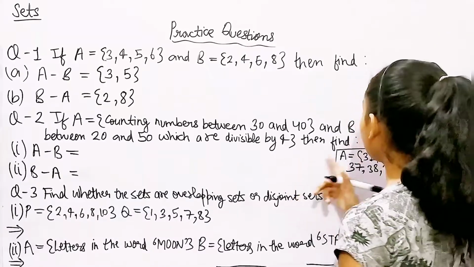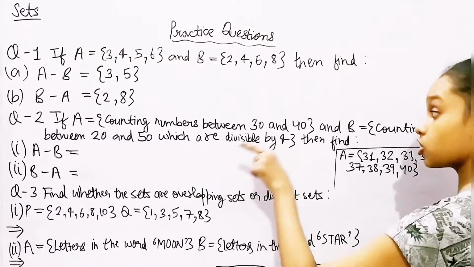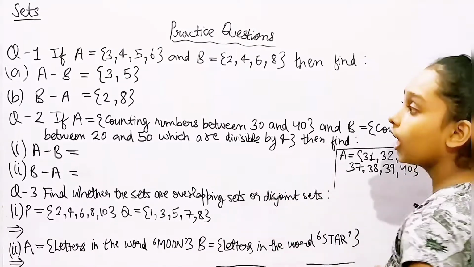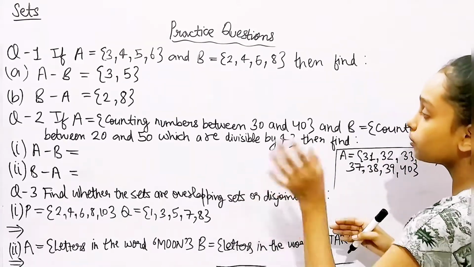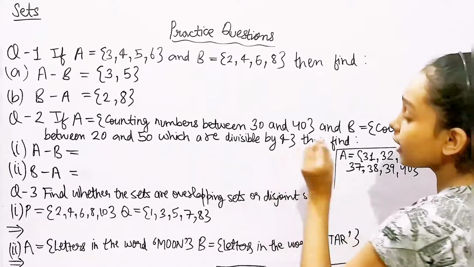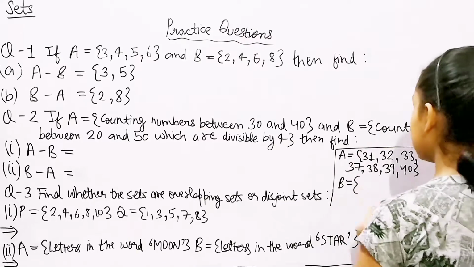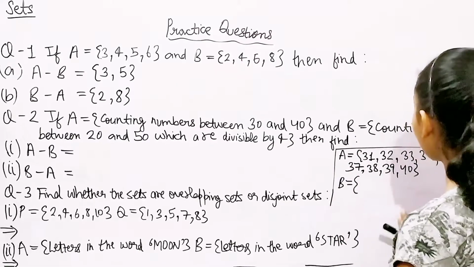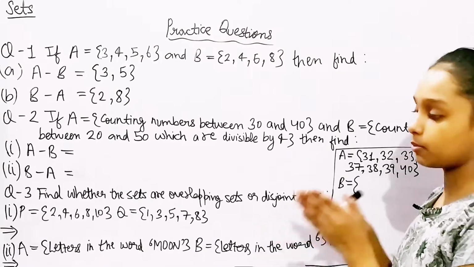And then set B is equal to the counting numbers between 20 and 50 which are divisible by 4. So we have to write the numbers between 20 and 50, but we're only going to write those numbers which are divisible by 4. So now we're going to find the elements of set B. Set B is equal to the elements. So first, the counting numbers between 20 and 50 which are divisible by 4.